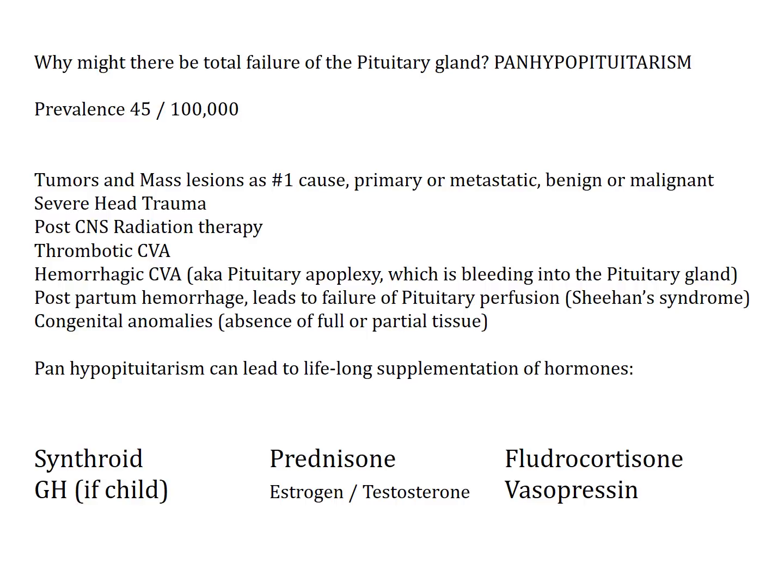So people who suffer from panhypopituitarism may require Synthroid, may require growth hormone if they're a child, may require prednisone, may require sex hormone replacement with estrogens or androgens, may require replacement with fludrocortisone, a different type of mineralocorticoid hormone. And they may require supplementation with antidiuretic hormone. The drug name is called vasopressin.